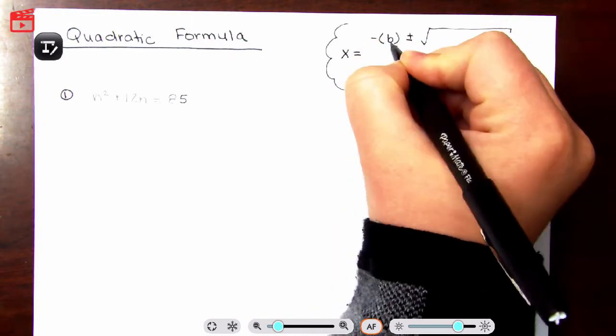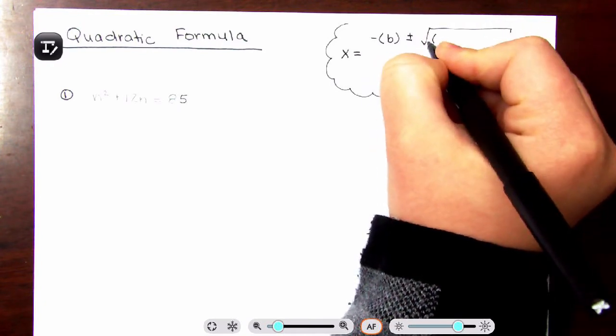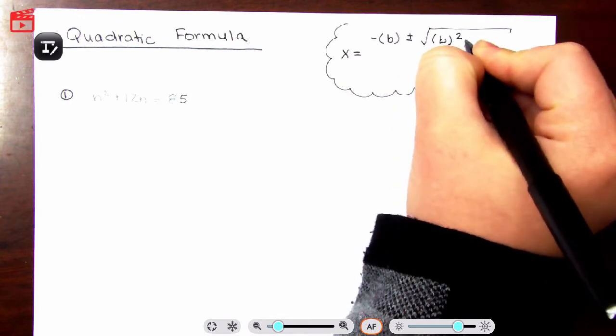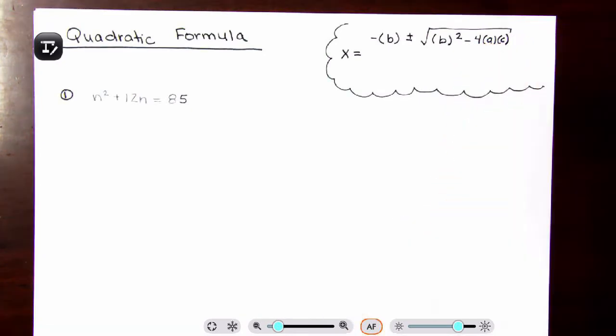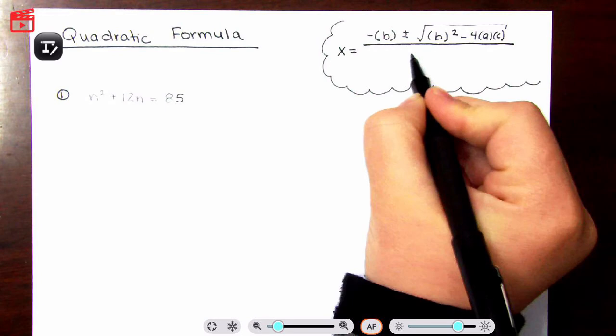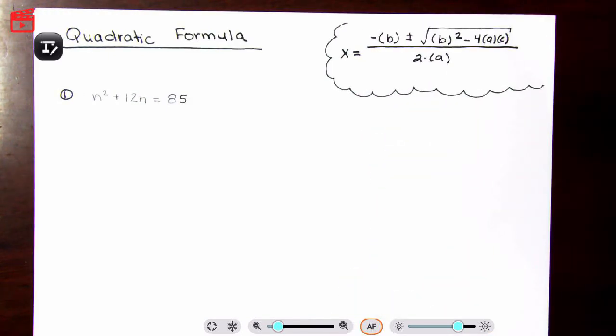So we have negative b, make sure b is in a bubble, plus or minus the square root of b squared minus 4ac. All of this is inside the square root, and then all of that gets divided by 2 times a. Now what is your a, b, and c?